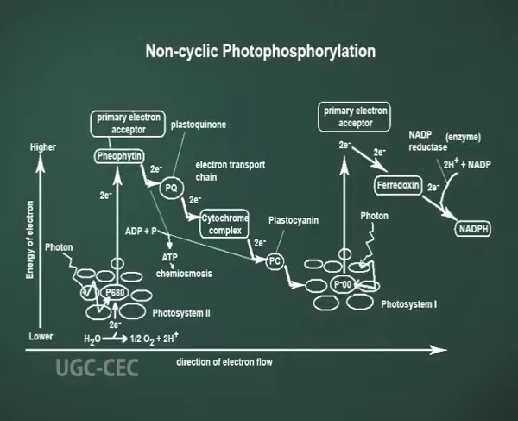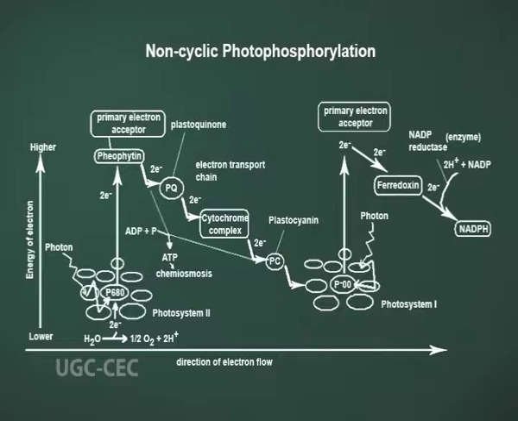The high energy electron accepted by phaeophytin passes to plastoquinone, which is a mobile quinone along the thylakoid membrane. The plastoquinone then passes the electron to the cytochrome b6f complex and then to plastocyanin. The cytochrome b6f complex is a large multi-subunit protein with several prosthetic groups, and plastocyanin is a copper-containing protein.